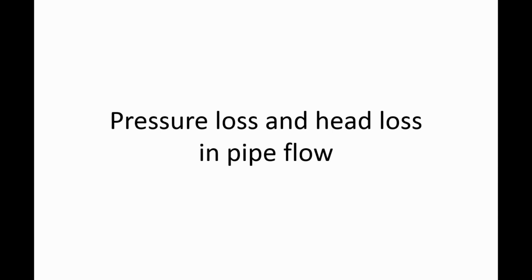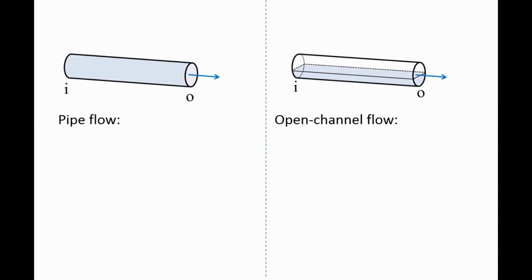In this lesson, we'll discuss pressure loss and head loss in pipe flow. Here we have two pipes filled with a fluid flowing left to right. The inlet of each pipe is denoted by the letter I, while the outlet is denoted by the letter O.